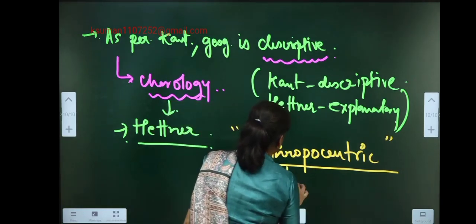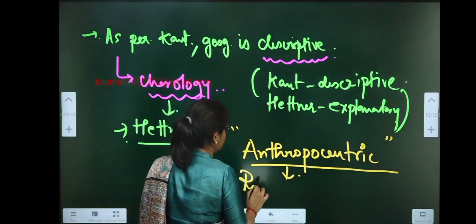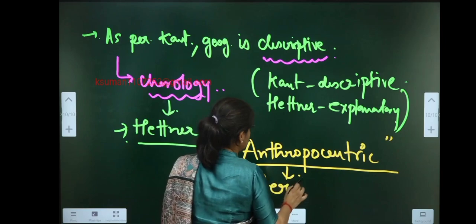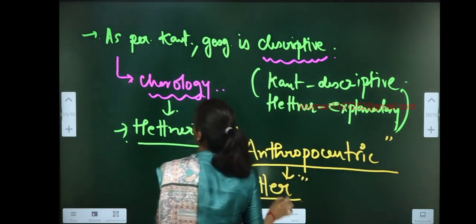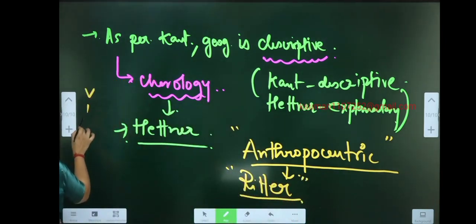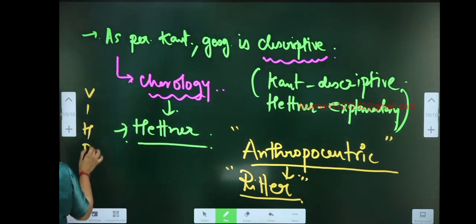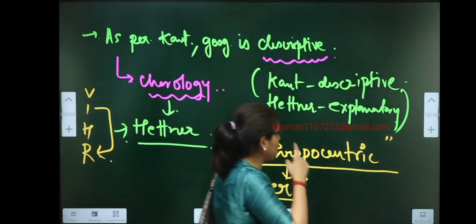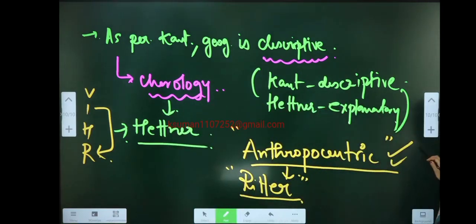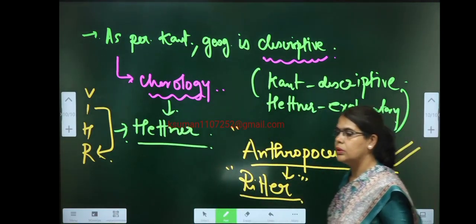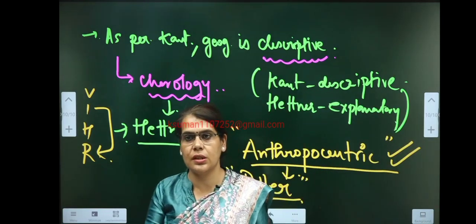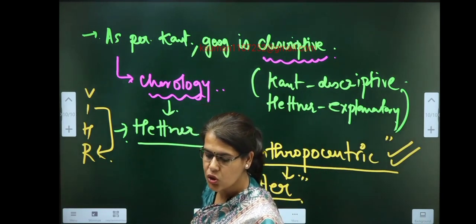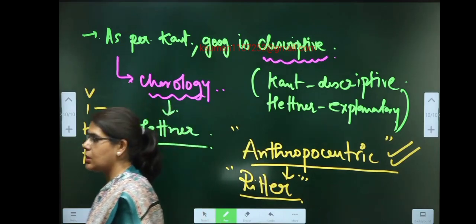His approach was also anthropocentric. This idea that geography is anthropocentric, this idea of Kant, was also later on taken up by Ritter.